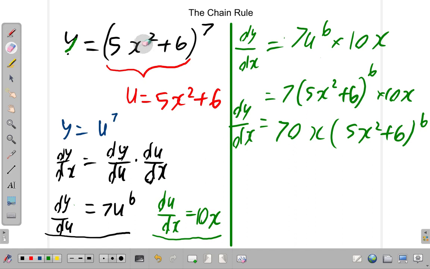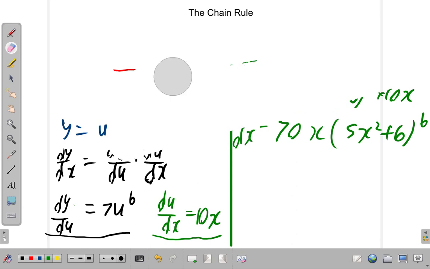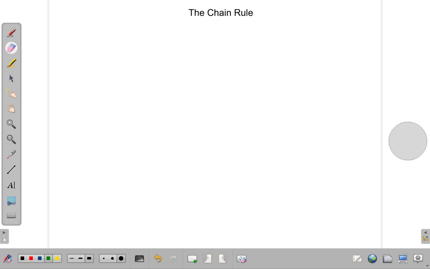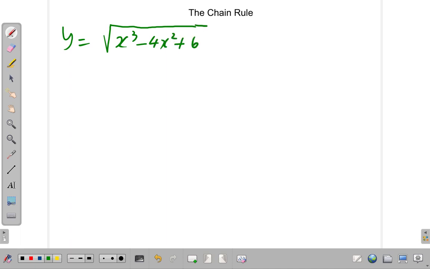Let's look at another example using the chain rule. Let's erase the board and then look at this example. Suppose we have a function, y is equal to the square root of x cubed minus 4x squared plus 6.